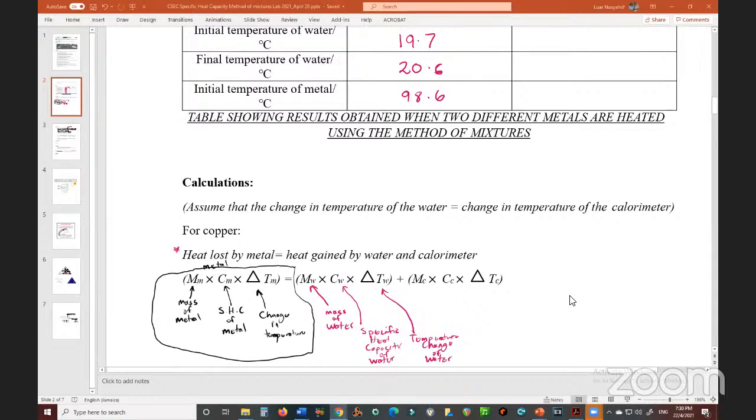All right. So when we put the heated metal into the water from the previous lab, the heat from the metal was transferred to the water, causing the temperature to rise. Right.